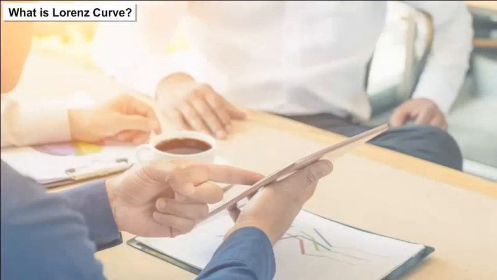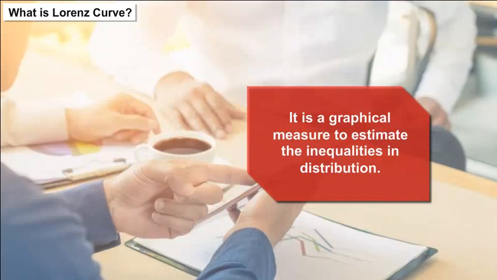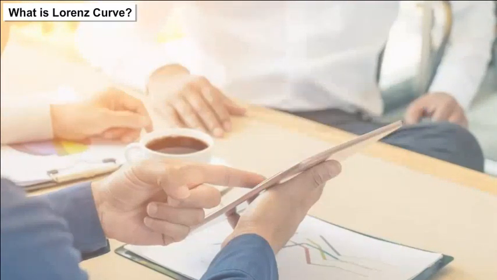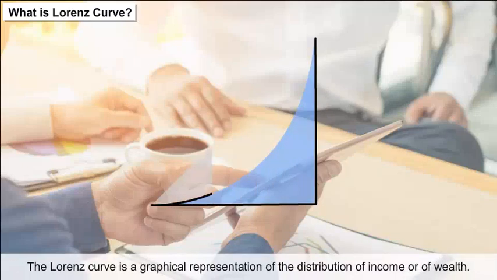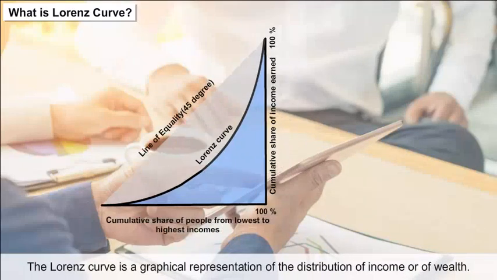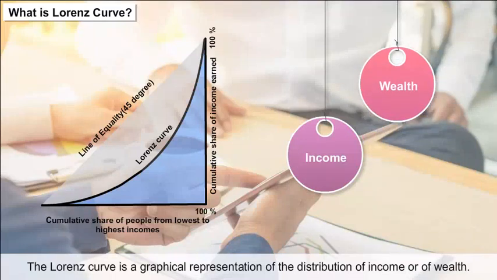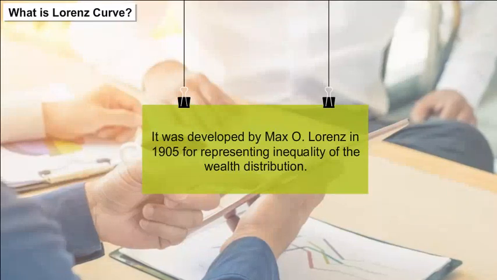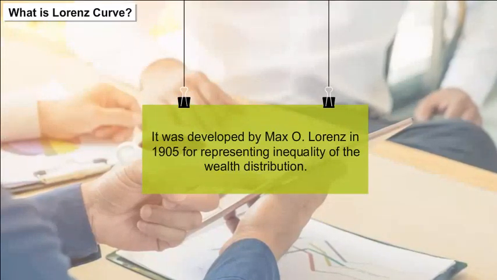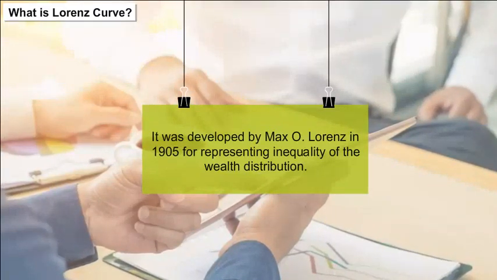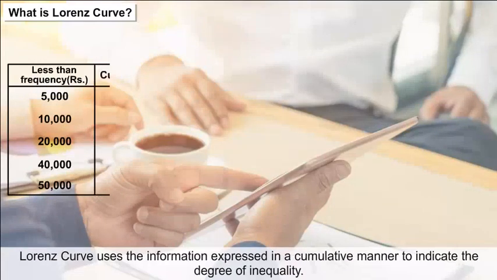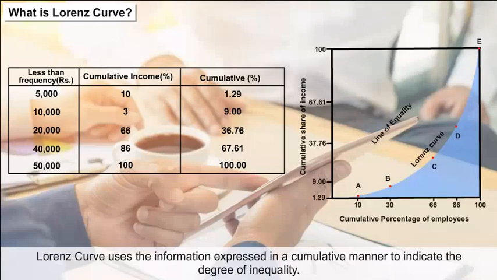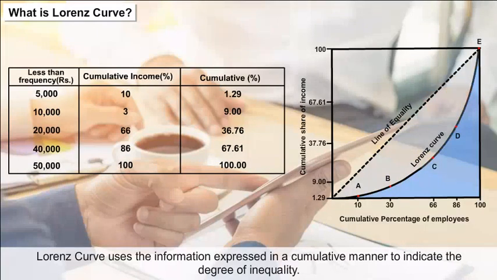What is Lorenz curve? It is a graphical measure to estimate the inequalities in distribution. The Lorenz curve is a graphical representation of the distribution of income or of wealth. It was developed by Max O. Lorenz in 1905 for representing inequality of the wealth distribution. Lorenz curve uses the information expressed in a cumulative manner to indicate the degree of inequality.